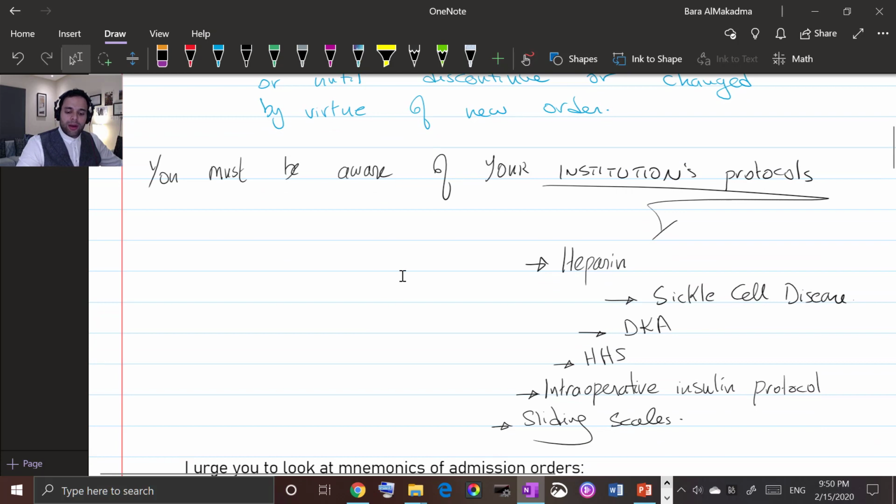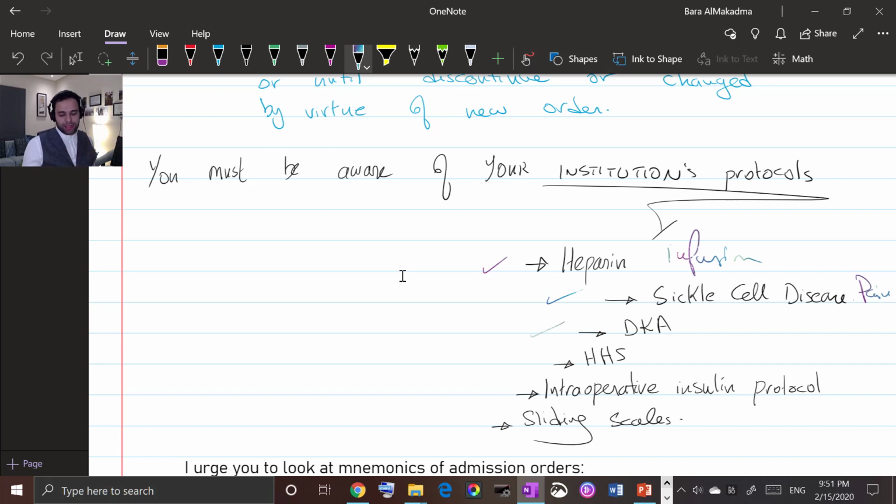You must be aware of your institution's protocols. Obviously, this includes your quality measures and your institutional policies, and certainly what your specific team or specialty needs you to add or involve in your order sheet. There are certain protocols such as the heparin infusion protocol and the sickle cell disease pain protocol: how to use analgesia, what kind of safety nets. I remember I worked in a hospital where the protocol was 17 pages long. And yes, you have to read those and know what is in them.